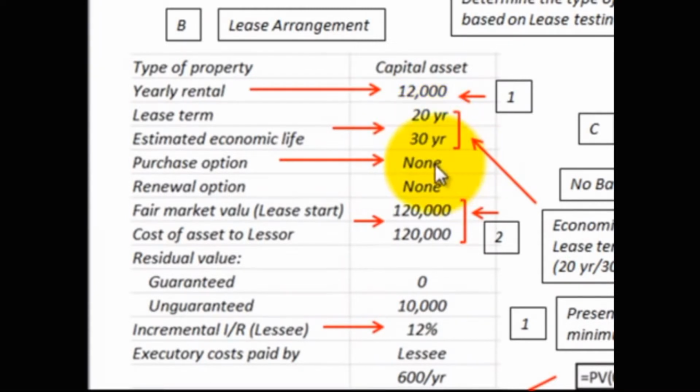And then we don't have any purchase option or bargain purchase option, so there's none in this example here. And then the fair market value of the leased asset here at the lease start date is $120,000, and then the cost of the asset to the lessor here is $120,000. So the fair market value here, 120,000 equals the cost here of 120,000.